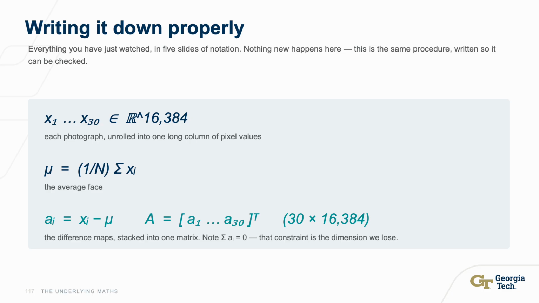Nothing new happens from here. This is the same procedure written so that it can be checked and so you can implement it. The setup is on the slide. Each photograph, unrolled into one long column of pixel values, lives in 16,000-dimensional space. Mu is the average face, 1 over n times the sum. Each a sub i is a difference map, the photograph minus the average. Stack those in a matrix A, which is 16,000 by 30. Note the line at the bottom: the difference maps sum to 0. That constraint is the dimension we lose, and it is why the answer is 29 rather than 30.